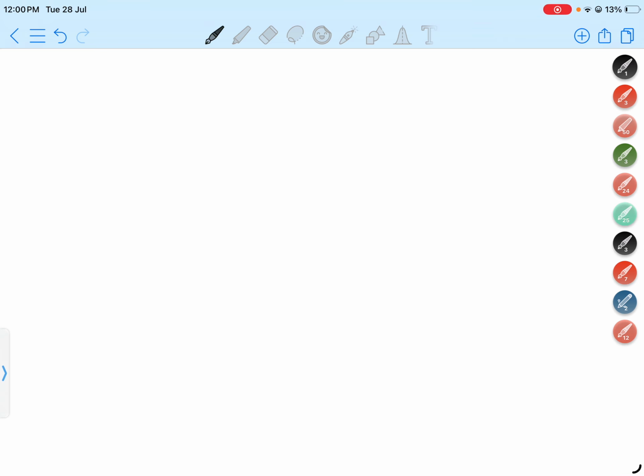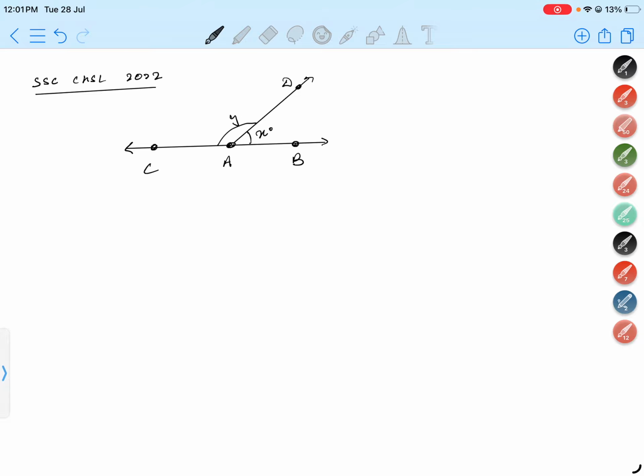Let's say this is a question which was asked in SSC CHSL exam 2022. So we were given that a diagram is given. Let's say this. Here we have points A, B and C. Here we have D, X degree, and then Y degree.